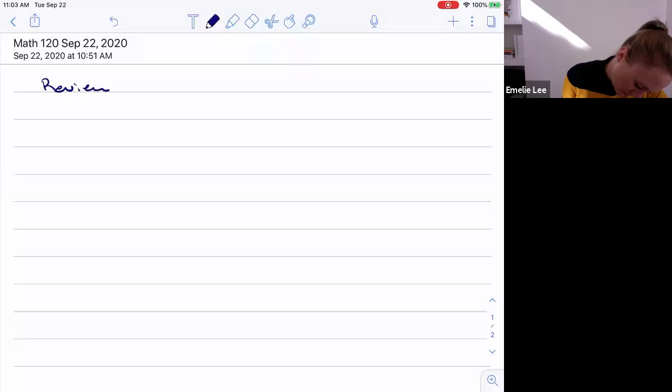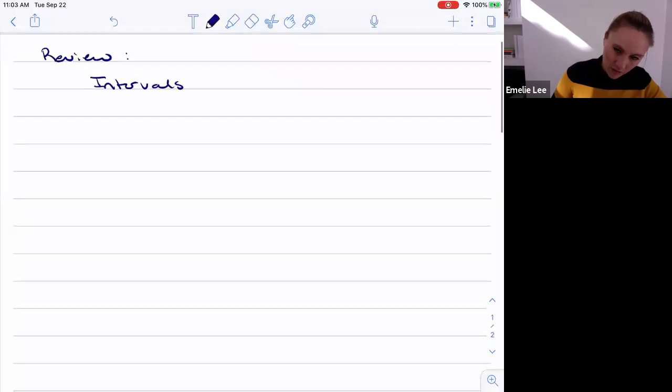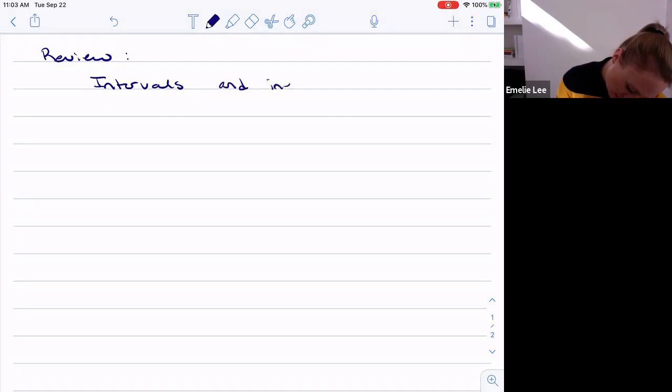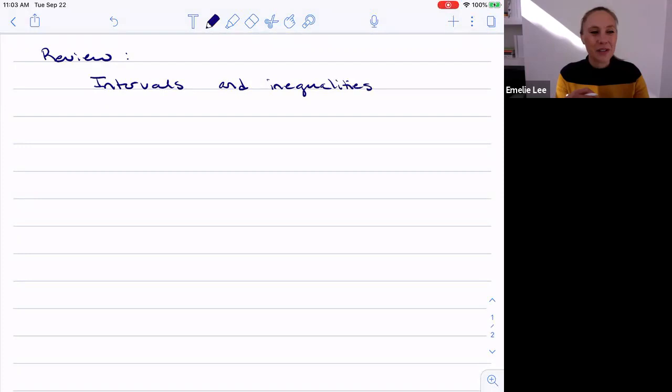we talked about intervals and inequalities: less than, greater than, less than or equal to, all that kind of fun stuff. We spent a little bit of time on that first, and then we moved on to absolute values. We talked about the properties of absolute values. Essentially, it just makes values positive, and we also used the absolute value to find the distance between two points.